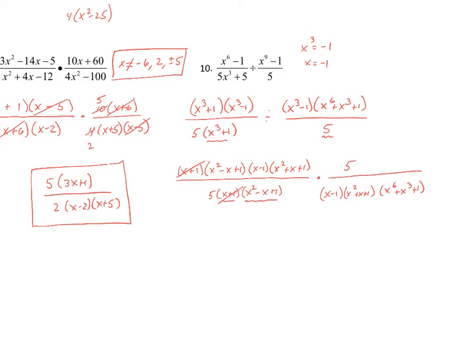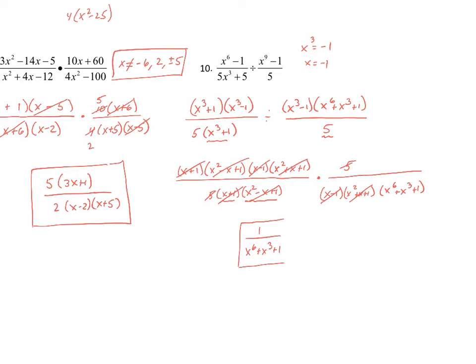There and there, there and there, diagonally, x minus 1, x squared plus x plus 1, and then finally the 5 and the 5, and so it looks like I'm left with 1 over x to the 6th plus x to the 3rd plus 1.